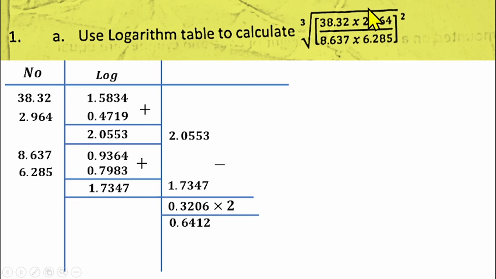Then that is for everything here. Then when you have cube roots, that means you're going to divide your answer by 3. So if you press the calculator as well, divide this one by 3, you're going to get 0.2137.